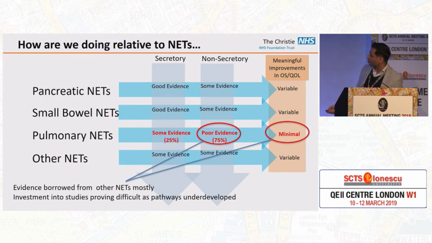And that all comes down to the pathways. The pathways are underdeveloped, and because they're underdeveloped, people don't want to invest in them. They don't want to invest millions and millions of dollars or pounds into doing research where they're never going to reach accrual. And that's the problem that people like me constantly meet.